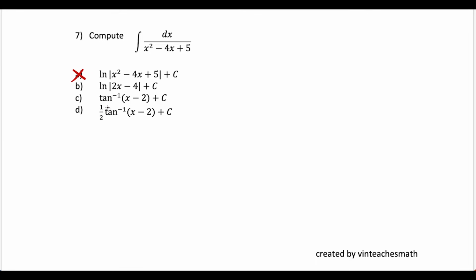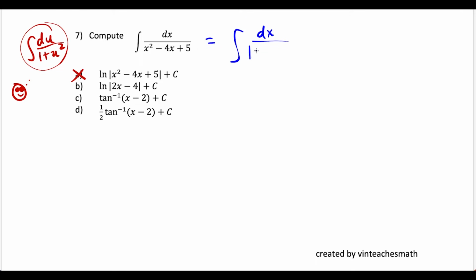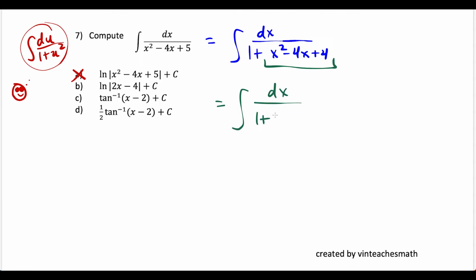So then we could use the remaining answer choices as a guide. When I see tangent inverse, what I'm thinking of right away is if I could somehow turn my integral into something that looks like this, du over 1 plus u squared, then we'll be in business. So my first instinct is to break off a 1 on the bottom and write this as 1 plus x squared minus 4x plus 4. Now notice what this just accomplished for us. This is something that's factorable, so I could break this down as dx over 1 plus, and that term factors to x minus 2 squared.